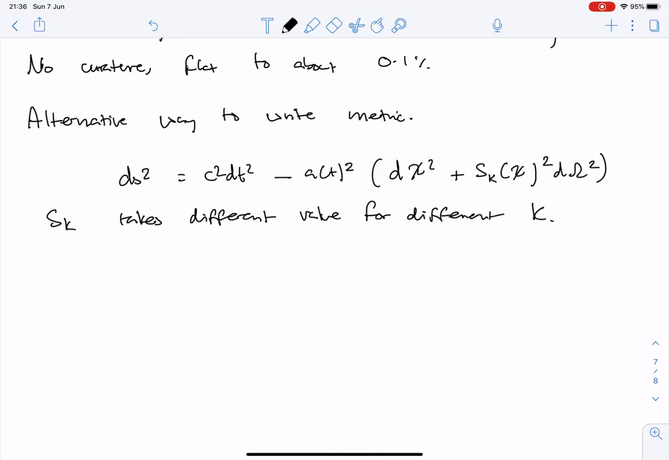So for example, sk is equal to sine chi for k equals 1. It's equal to chi for k equals 0. And it's equal to sinh chi for k equals minus 1. It doesn't change anything of the physics, but it's just an alternative way of writing it down. And some things become a bit clearer when you work in that notation. But it's really just for completeness that I'm putting it in here.